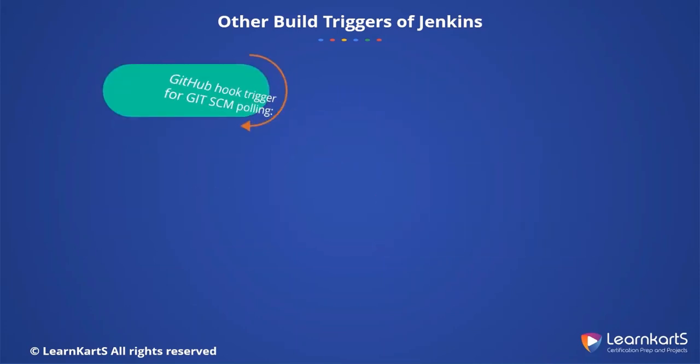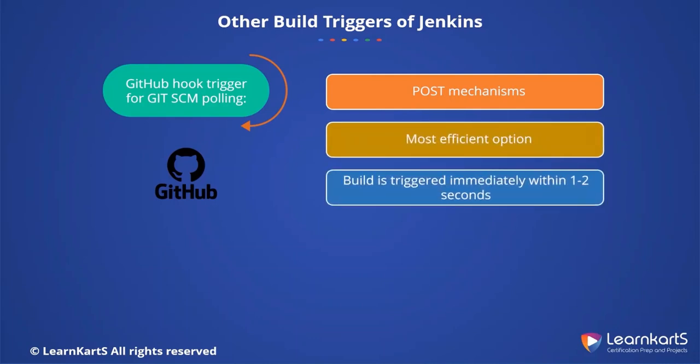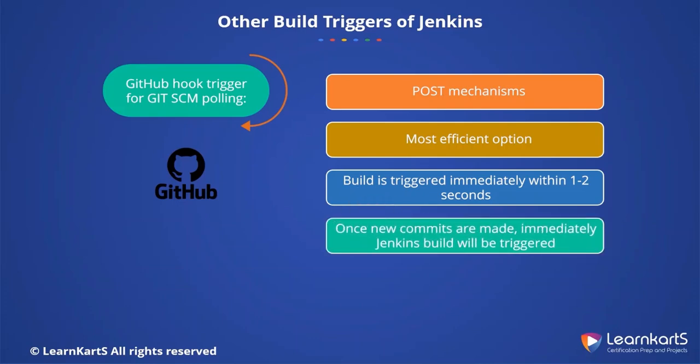Now again, we have a webhook configuration for GitHub. It's a post mechanism and one of the most efficient options. In this one, you don't even have to wait for 1 minute or 2 minutes. Within 1 or 2 seconds, the build will be triggered. The moment you make a new commit, the Jenkins build is triggered immediately. It's that fast. It's an instant trigger, the moment we talk about the webhook configuration.